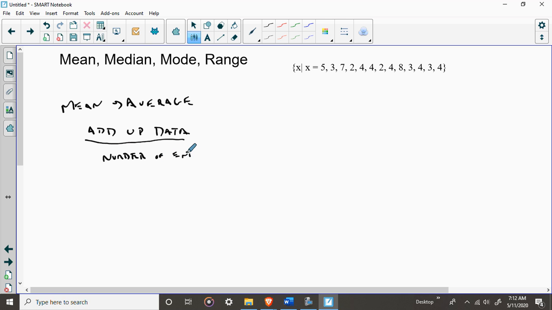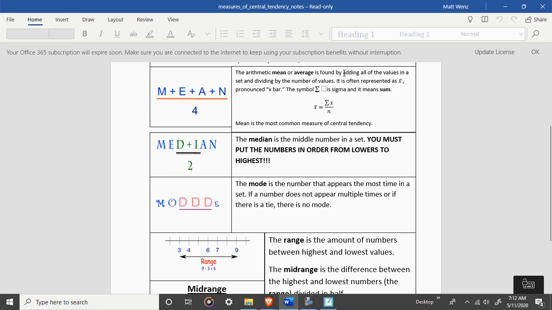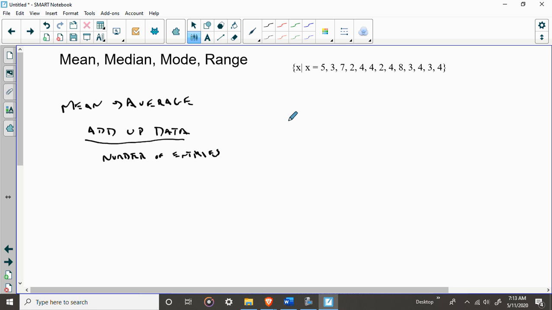Just to show you guys what those symbols mean, if you see the notes and you see this, you're like, well, what is that? It's nothing crazy. Our data is X, and we want to add that up, so we take the sum of that. This symbol right here is uppercase sigma. It means sum of X, so all that means is add together all of your X values. N is your number of entries, how many numbers are here. And X bar is what we call the mean.